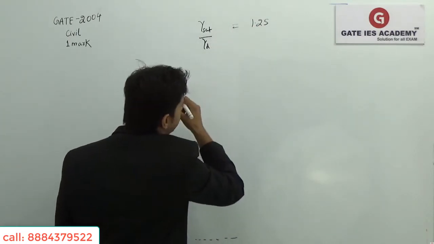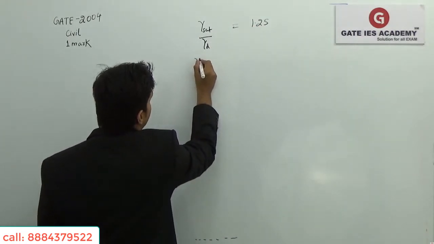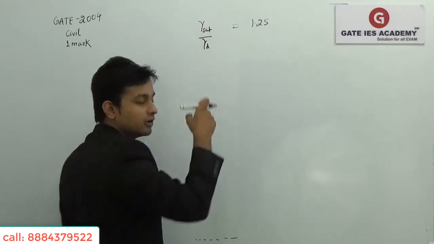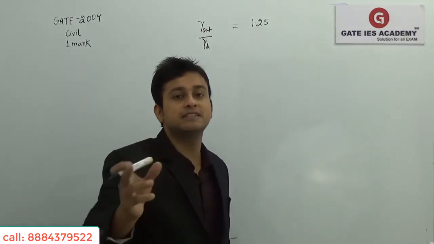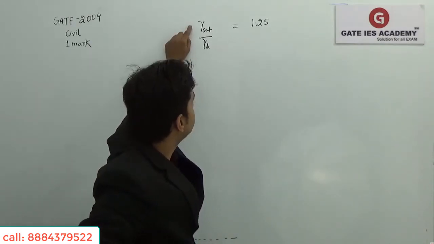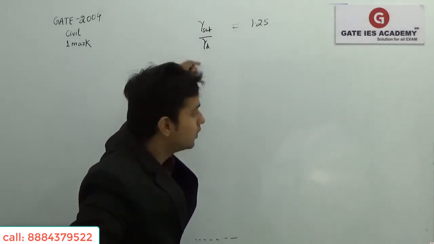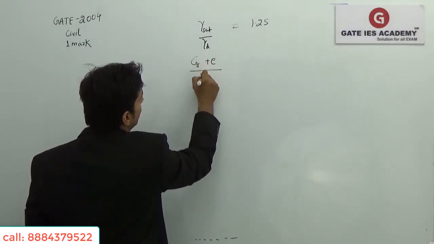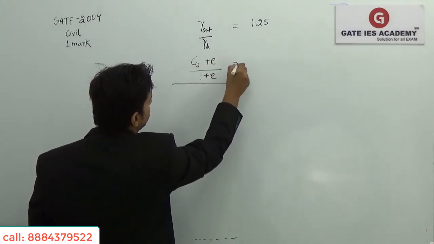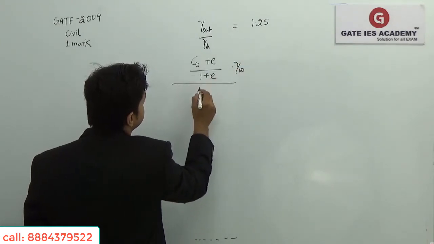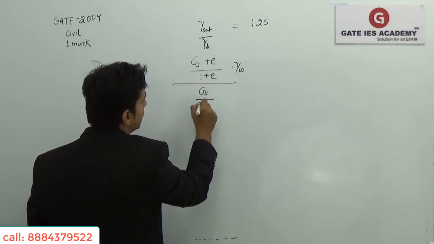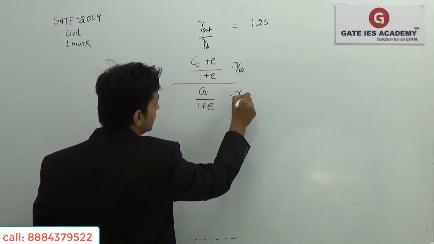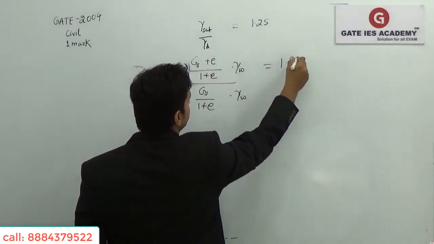What is gamma saturated? Gamma saturated formula we already know is nothing but gamma T, and these two are gamma T only, but for specific S values. This is for S equals 1, this is for S equals 0. So this will be nothing but (Gs + e)/(1 + e) into gamma W divided by gamma D, which is nothing but Gs/(1 + e) into gamma W, because here S equals 1, here S equals 0. That is given as 1.25.